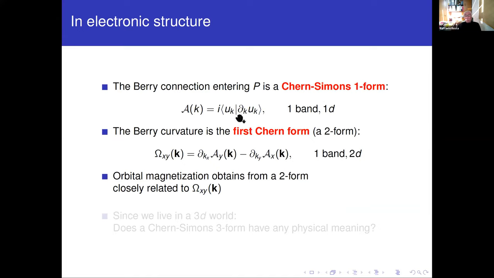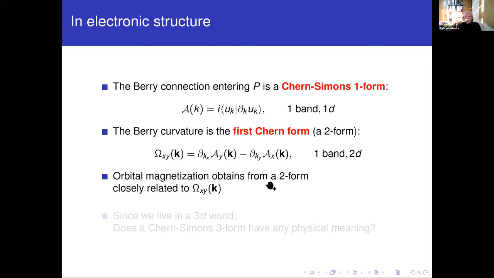If you take the curl, just the regular curl, a normal curl, you have this simple formula. This one is written for only one band in one dimension, and this is written for only one band in two dimensions. The orbital magnetization obtains, as you have seen before, from a 2-form, which is closely related to this one. This one, as it is, without modification, is the one which gives you the anomalous Hall effect, and also the quantized Hall effect in a non-anomalous case. I would say the quantized Hall effect, the anomalous Hall effect, and the quantized anomalous Hall effect, all kinds of Hall effect in a sense.